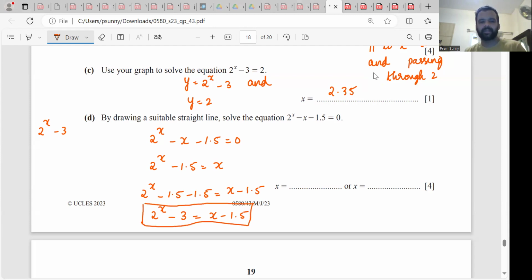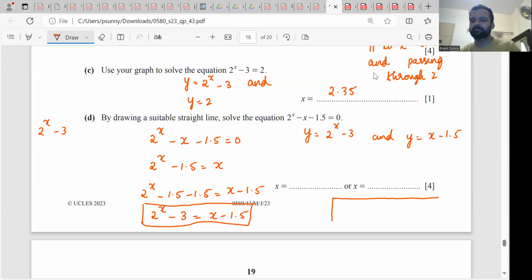If I check, my left hand side is 2 to the power of x minus 3. Given that we need to use the graph, the answer will be the point of intersection of y is equals to 2 to the power of x minus 3 and y is equals to x minus 1.5. x minus 1.5 is a linear graph, so it will be a straight line. We are going to use our normal traditional table method here to find out the points. So y is x minus 1.5.